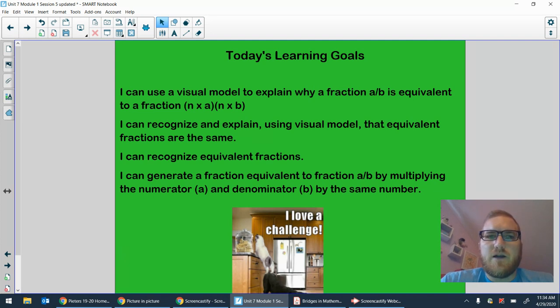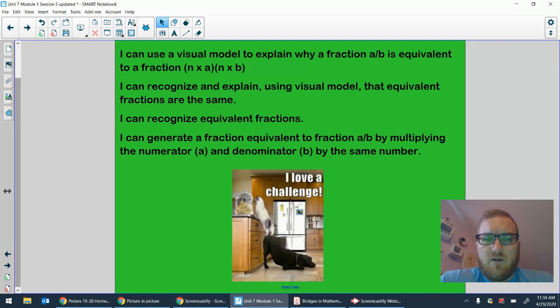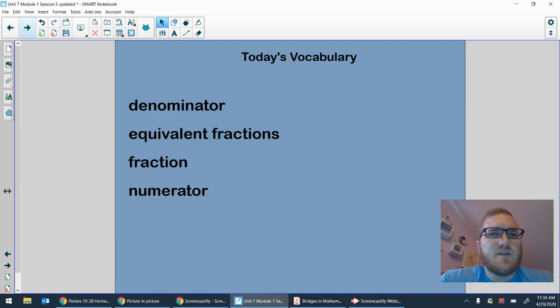We're going to use some of our visual bars. I can recognize the equivalent fractions. So when you see two fractions, you recognize, hey, those two are actually the same thing. They're equal to each other. And then I can generate a fraction equivalent to a fraction A/B by multiplying the numerator and the denominator by the same number. And once again, here's our cute little picture. I love a challenge. Dog helping the cat.